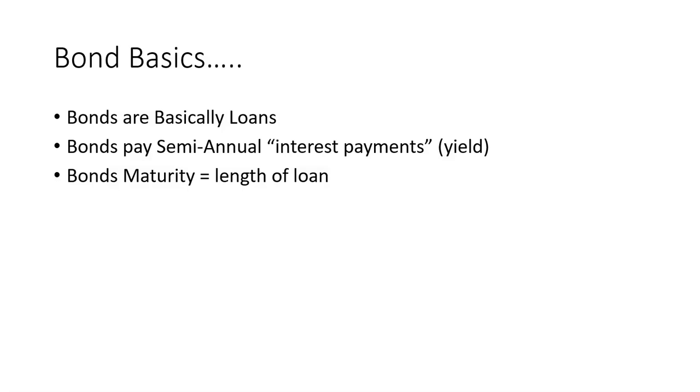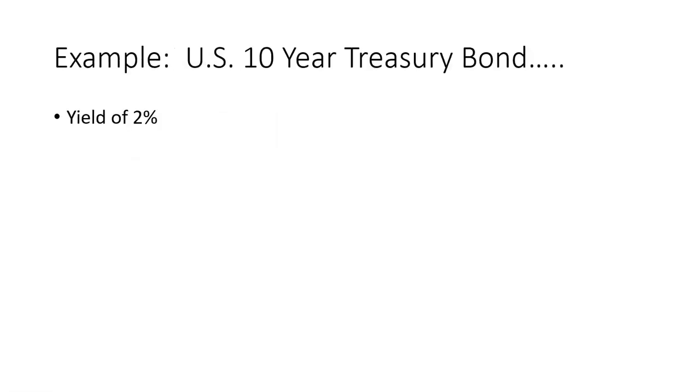So we're going to take a look here on the next slide at an example of a U.S. 10-year Treasury. But when we say 10 years, that's the maturity. That's the length of the loan. That's the lifetime of that bond. So with the example of a U.S. 10-year Treasury bond, let's just say that the yield is 2%. The yield changes constantly, right? But let's just say for easy math that the yield on the 10-year Treasury is 2%.